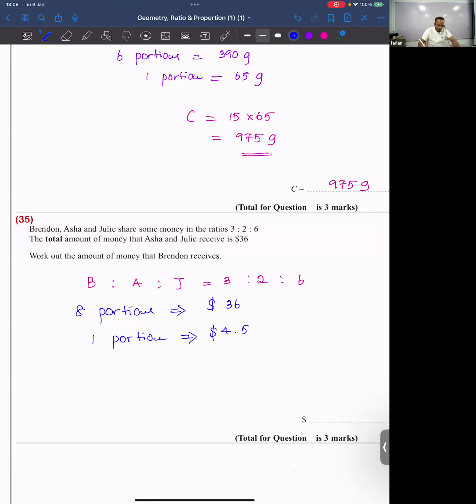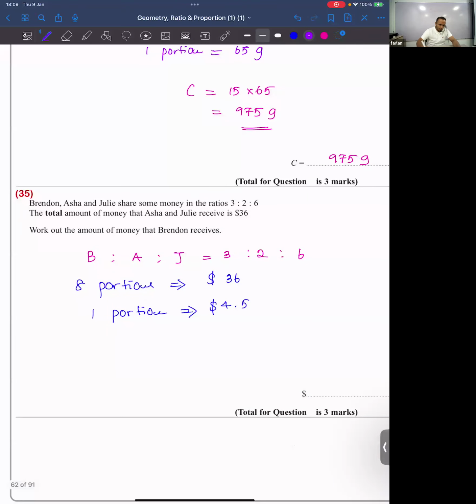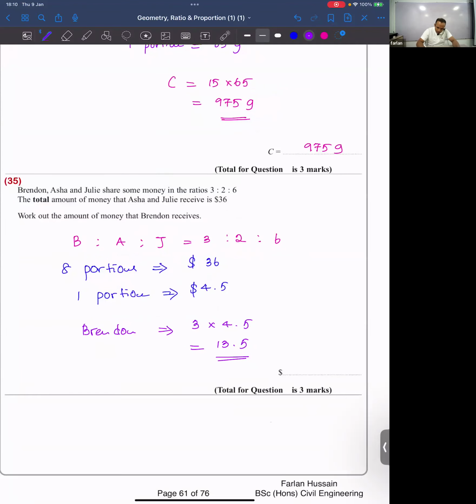$4.5. Then the question is, work out the amount of money that Brandon received. Brandon receives how many portions? 3 portions. So it will be 3 into 4.5, that is $13.5. Correct? Yeah.